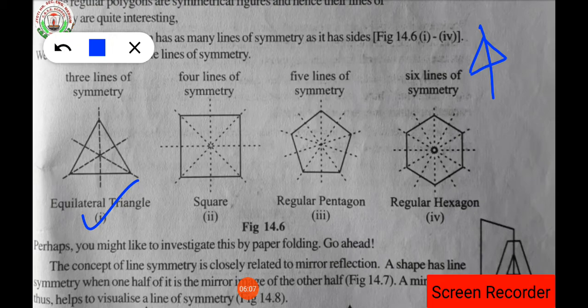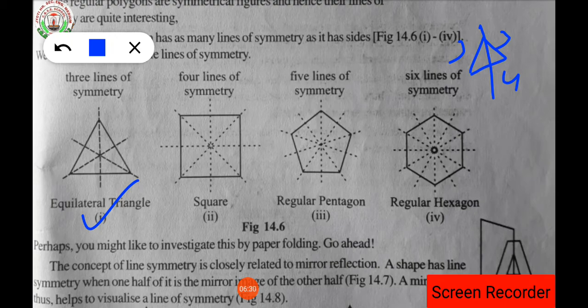In an isosceles triangle there is always one line of symmetry. Dear student, what do you mean by an isosceles triangle? An isosceles triangle is a triangle whose two sides are equal in measure. So if this is 3 centimeter, this is also 3 centimeter, but this one is 4 centimeter, this kind of figure is said to be an isosceles triangle. So in this isosceles triangle only one line of symmetry is possible.